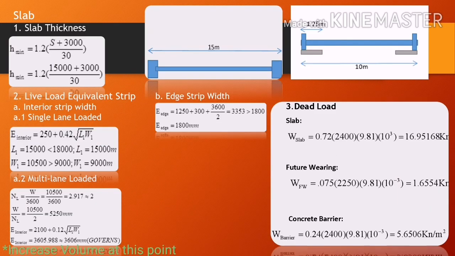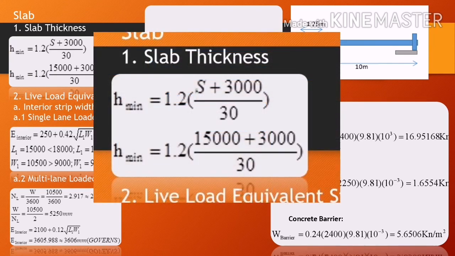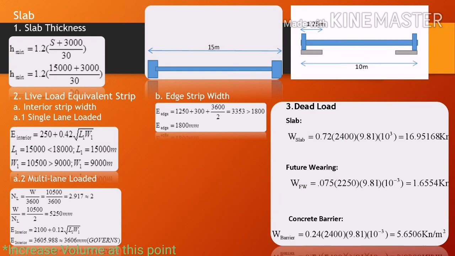For the design of slab, the first step is to solve for the slab thickness. Our bridge span is equal to 15 meters. So the thickness that we will use, using the formula 1.2 times (S plus 3000) divided by 30, is equal to 720 millimeters. The second step is to solve for the live load equivalent strip for interior and edge.